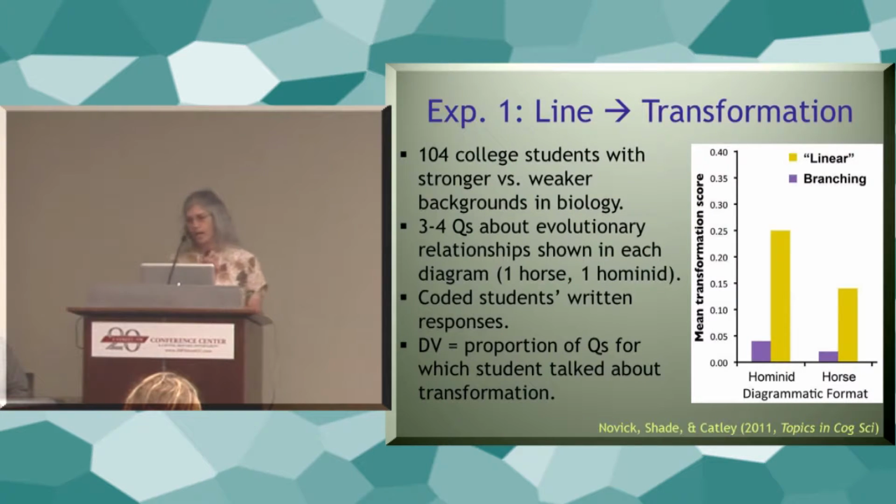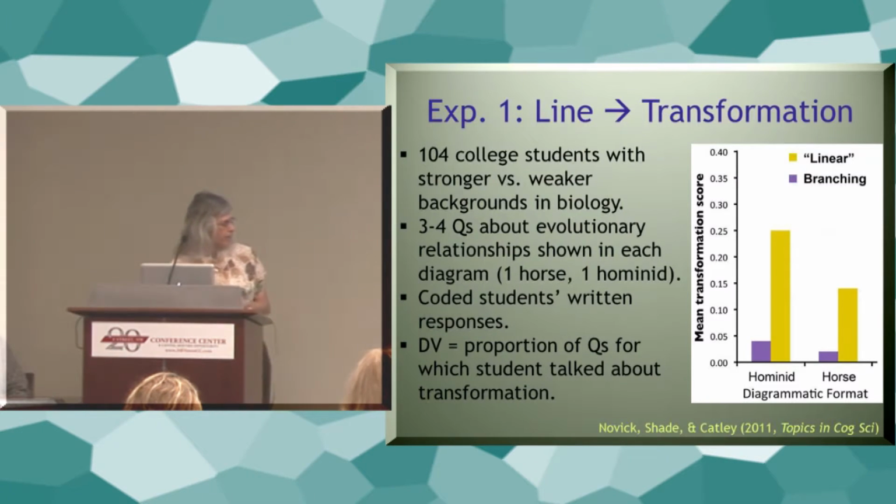In this study, we had 104 college students with stronger versus weaker backgrounds in biology, based on the number of college courses they had taken. They received one horse diagram and one hominid diagram. They were asked three or four questions about the evolutionary relationships depicted in these diagrams. We coded their written responses, and in the interest of time I'm going to talk about just one dependent measure from this study, which is the proportion of questions for which students talked about transformation, for which they were incorrect.